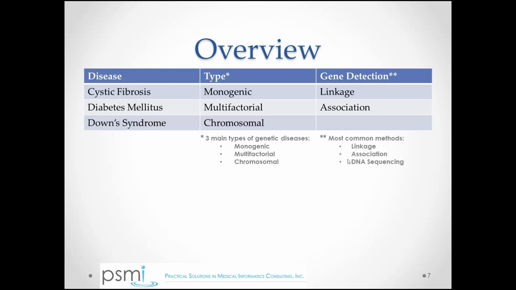We'll come back to the DNA sequencing method in detail when we come back to the next generation sequencing scenario. So for today, we're going to look at how the gene/mutation for cystic fibrosis was detected by linkage, and how the genes that contribute to diabetes were determined through genome-wide association studies.